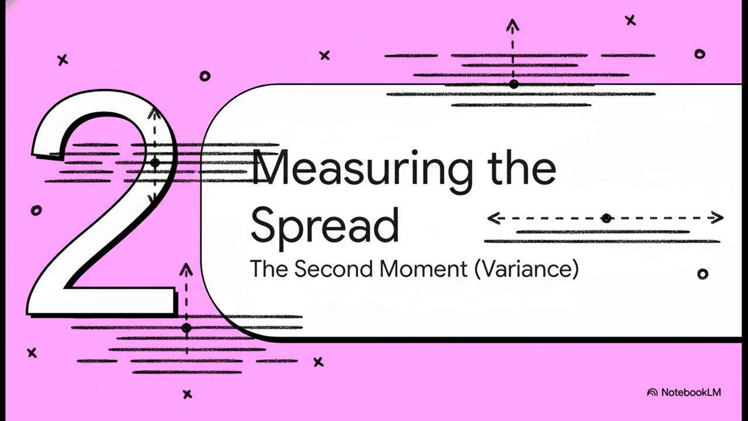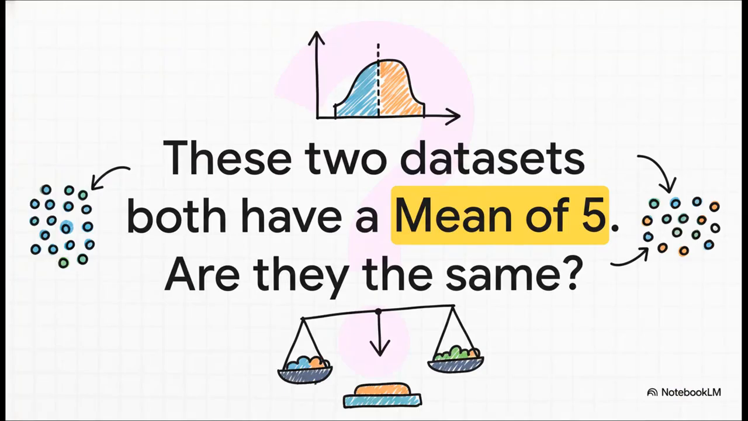But okay, the mean isn't the whole story. Not even close. What happens when you have two completely different sets of data that, believe it or not, have the exact same center? We need a new tool. We need a way to measure how spread out they are. Just take a look at this. We've got two super simple data sets here, and if you do the math, they both have a mean of exactly 5.